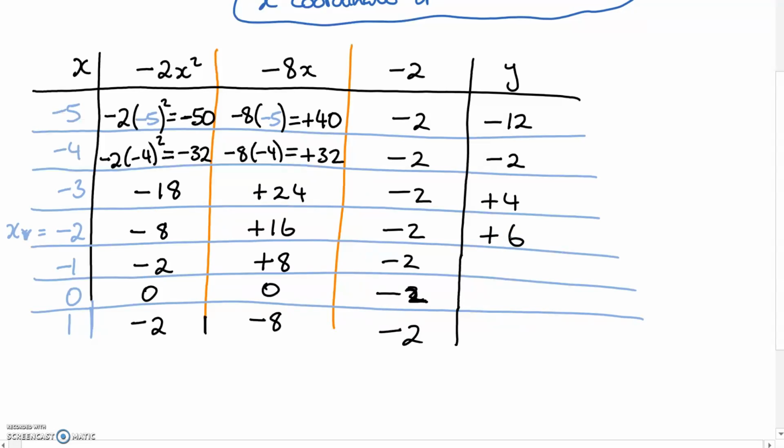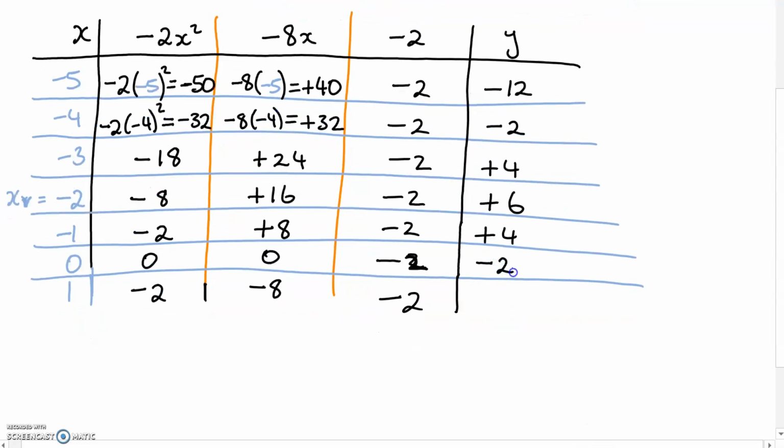Minus 2 plus 8 minus 2. Minus 2 and minus 2 is minus 4. 8 minus 4 is plus 4. 0 and 0 is nothing. Minus 2 is negative 2. And we have minus 2 minus 8 minus 2. So that's going to be minus 12 as well.